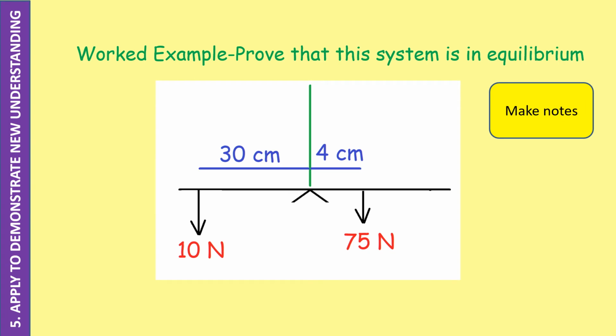This is a simplified exam question. All the forces and dimensions are given. Your job is to prove that the system is in equilibrium. So you want to prove that the clockwise moment is equal to the anti-clockwise moment. Pause the recording here and try it.